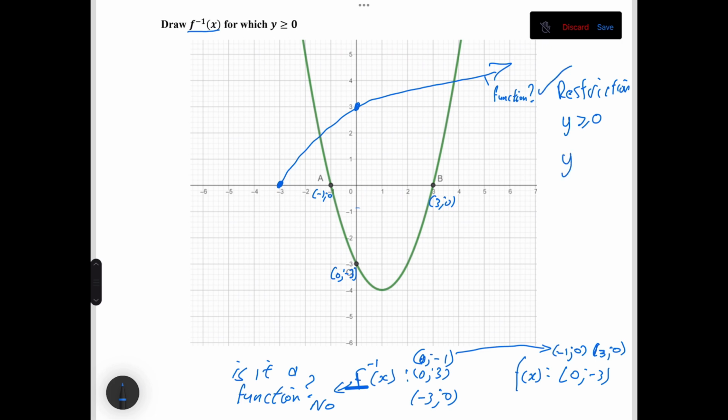Right. And so there we have it, people. Functions in a nutshell.